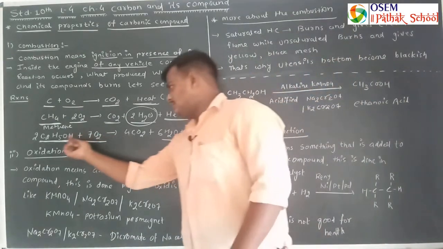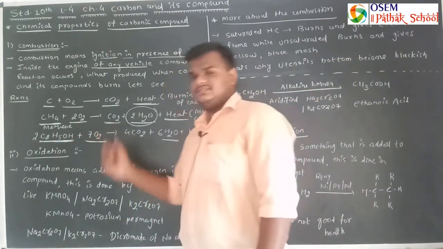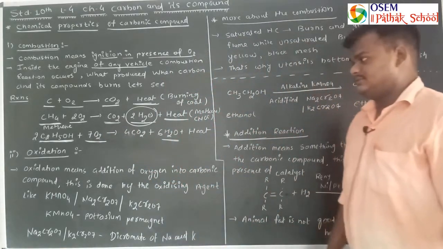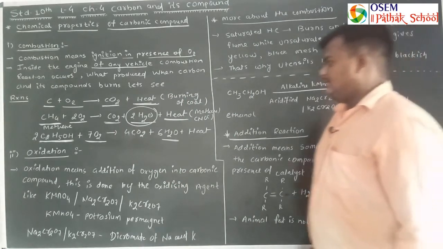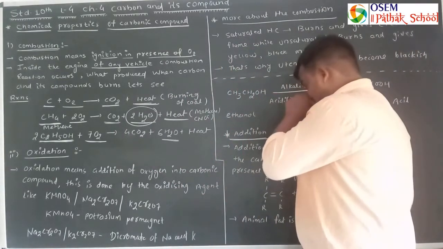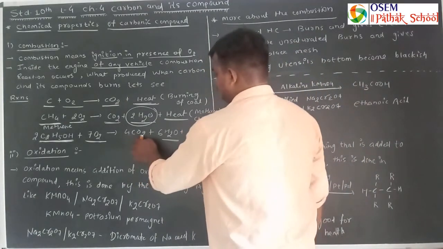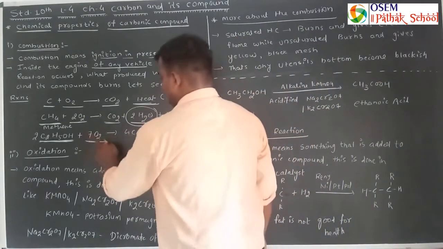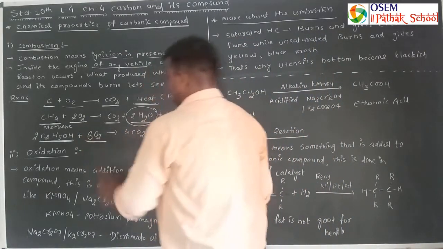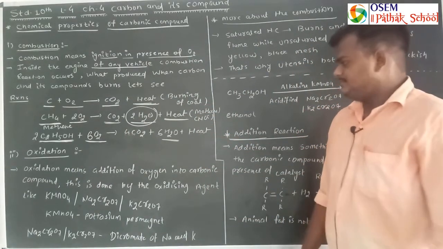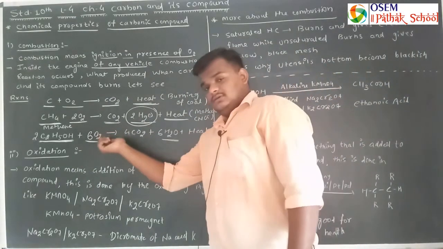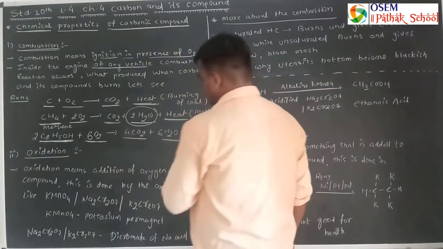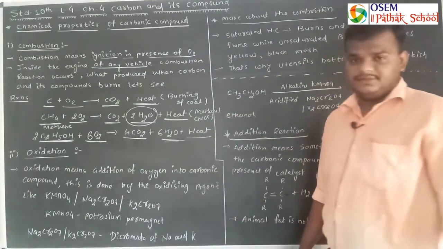So when ethanol burns in the presence of oxygen, here we will take 6 O2. 6 twos are 12, 4 twos are 8, 8 and 6 is 14. So 7 twos are 14 and 2 remain as it is. So here I am taking 6 O2, and that's why it will be balanced. So when ethanol burns in the presence of oxygen, it generates carbon dioxide gas, water molecules plus heat.